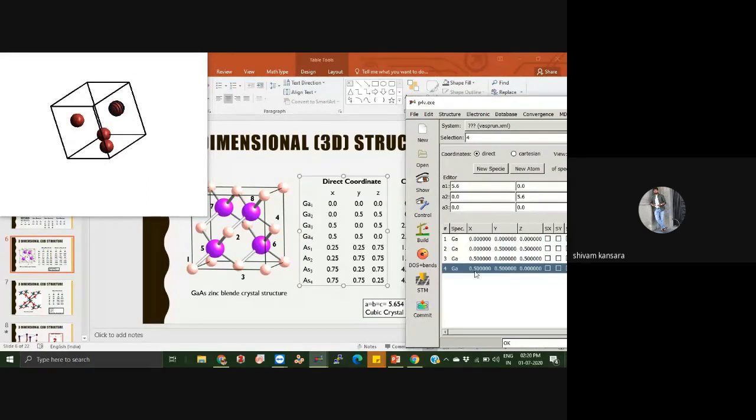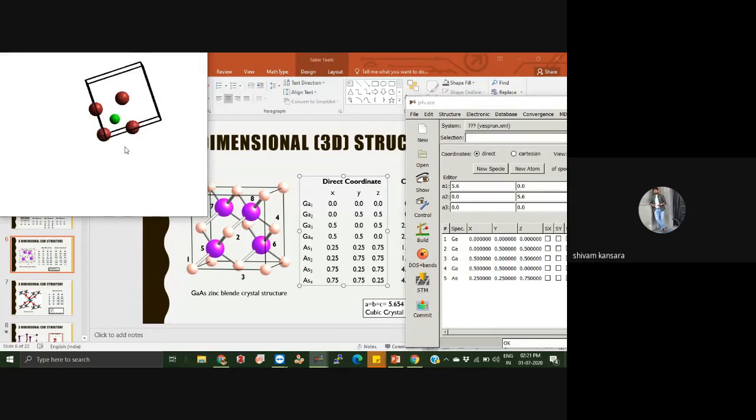Now the turn of the arsenic. So take a new species, okay, and press As, and what is the coordination of the As? It is 0.25, 0.25, and 0.75. Okay, so see, this is like this one. The fifth one is like this, the green one. So fifth and green 0.5, 0.5.